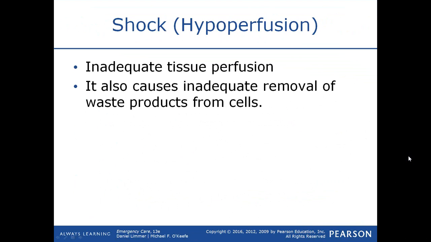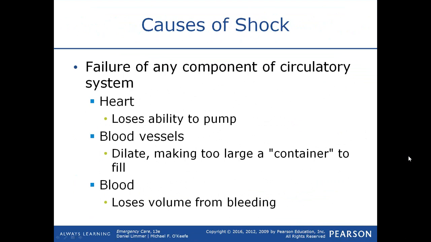Shock also causes the inadequate removal of waste products from the cells. There's a variety of different things that cause shock, but if we look back on the first three things that we described as necessary to maintain adequate perfusion, the heart, the blood vessels, and the volume, any alteration of one of those three things will lead to shock. So shock can be caused by the failure of any one of those three circulatory components.